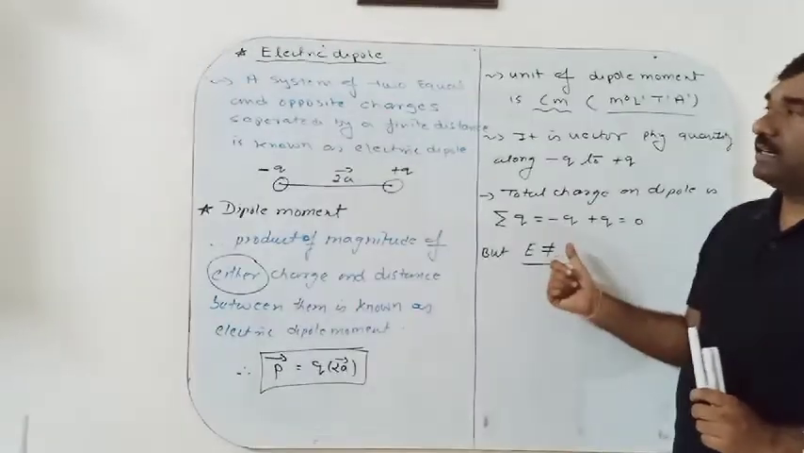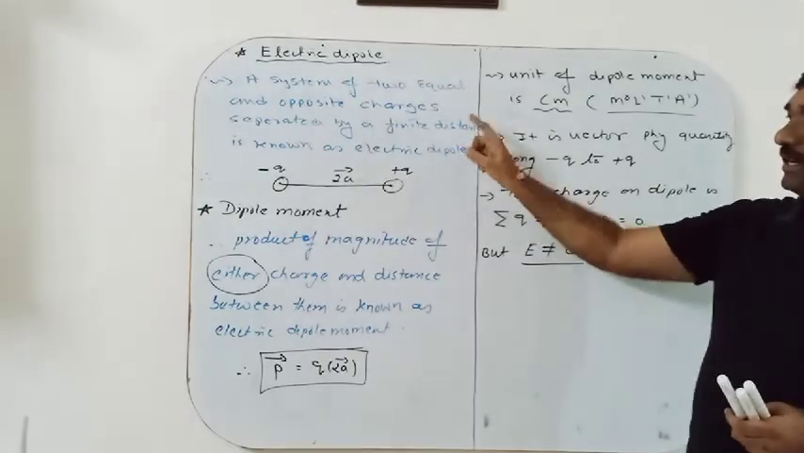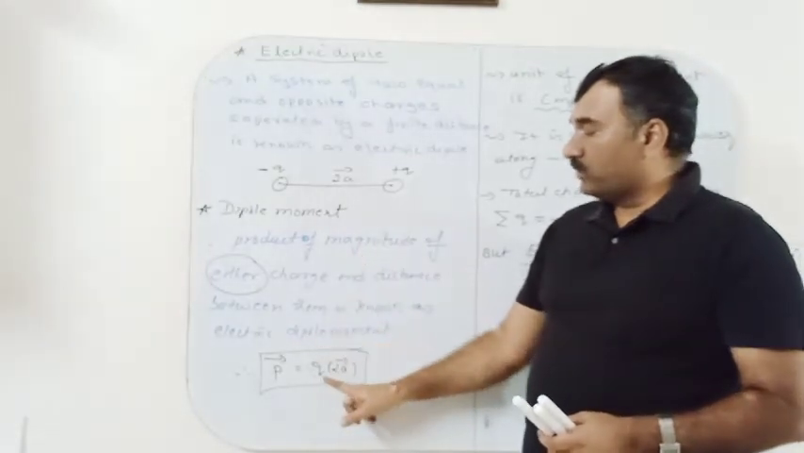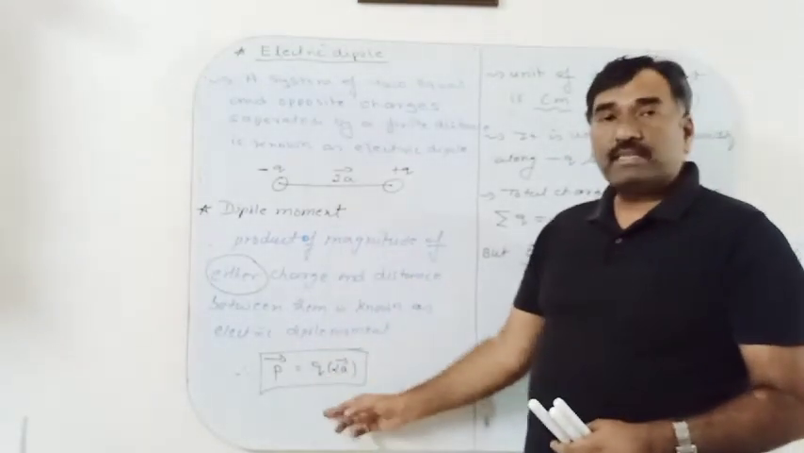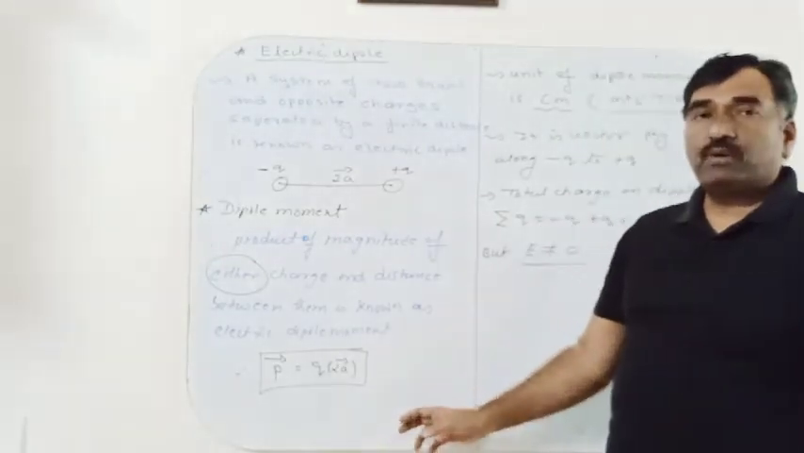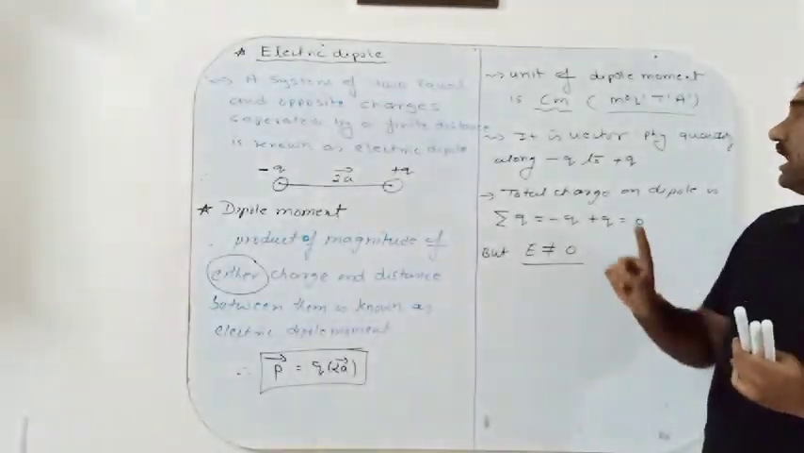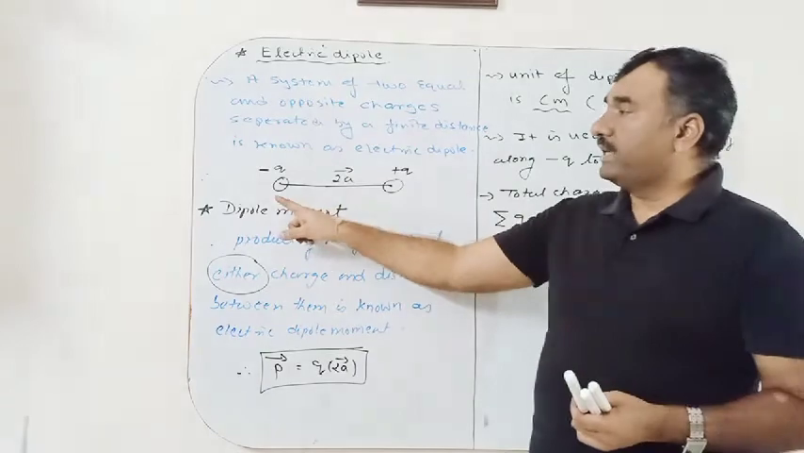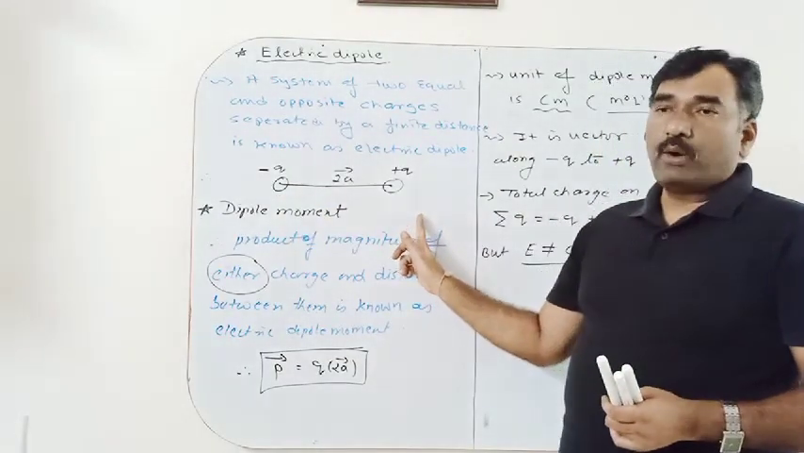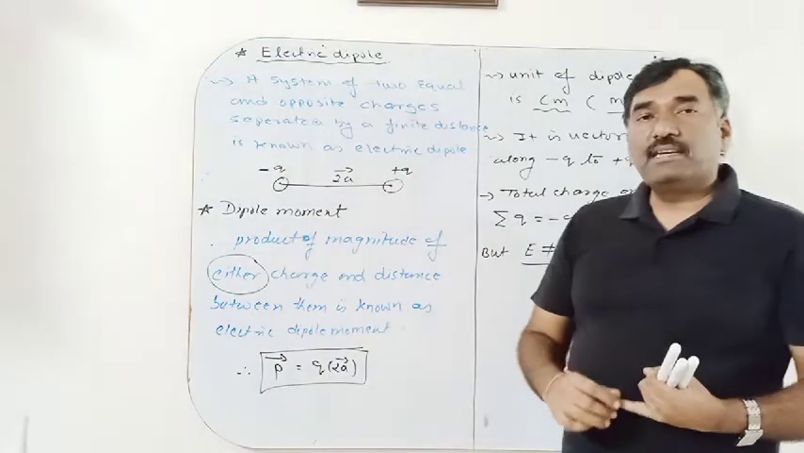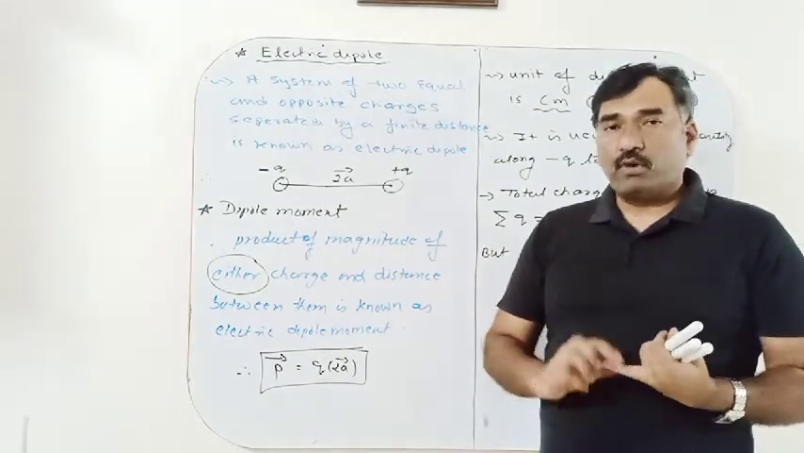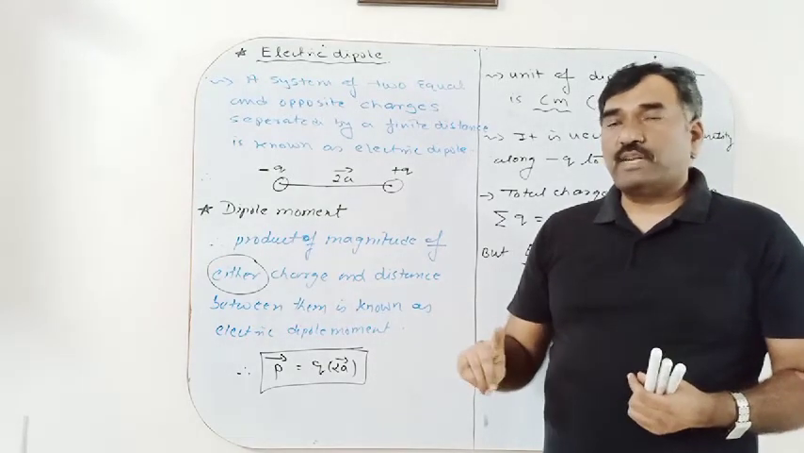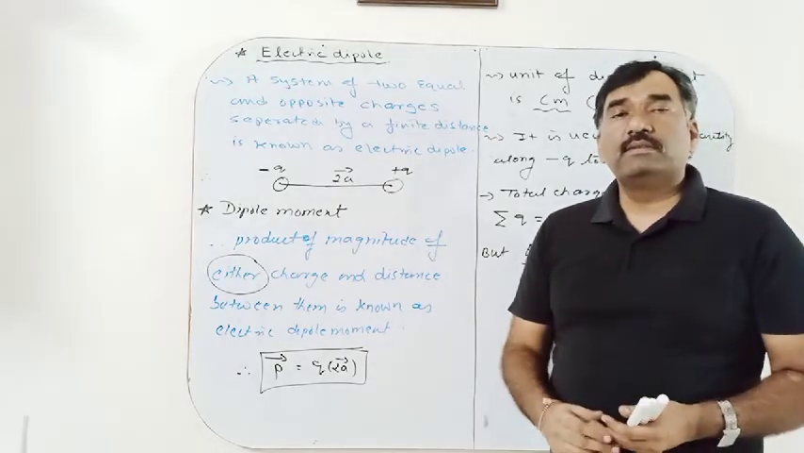So what is electric dipole? A system of two equal and opposite charges separated by a finite distance, minus q plus q, 2a. Dipole moment, the product of magnitude of either charge and distance between them, is known as dipole moment. Total charge on the dipole is 0, but electric field is not 0. Unit of electric dipole moment is coulomb into meter, and it is a vector physical quantity whose direction is given by minus q to plus q. Okay, now you can understand the electric field and electric field intensity. Remember the formula of electric field and electric field intensity in terms of charge and force, as well as the formula for dipole moment. Have a good day. Thank you.